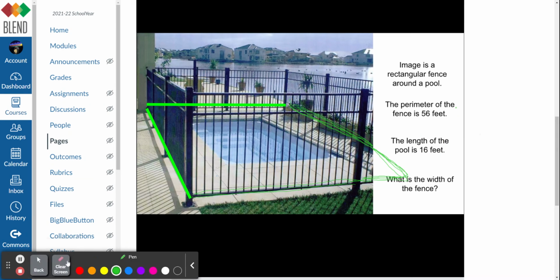All right. So we have established that one side is 16 feet. Maybe I should use a color that will show up on this. There we go. 16 feet. So I'm going to draw a diagram because it's going to be easier to look at my diagram than look at this picture. So the length of the pool is 16 feet. All right. So we know some of the dimensions. We also know the perimeter all the way around is 56. So P is equal to 56.